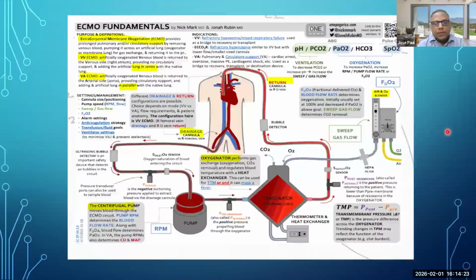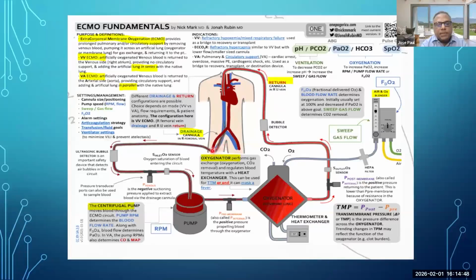So this is a crowded diagram telling about the ECMO fundamentals. So these are the fundamentals of ECMO. In ECMO, there can be a veno-venous ECMO or a veno-arterial ECMO. In a veno-venous ECMO, you put a catheter into the right femoral vein, and the blood is drawn somewhere at the level of the inferior vena cava.